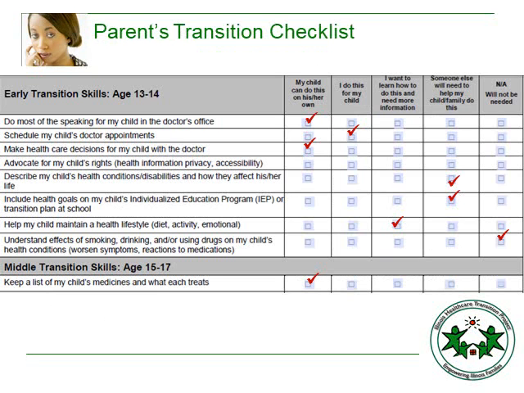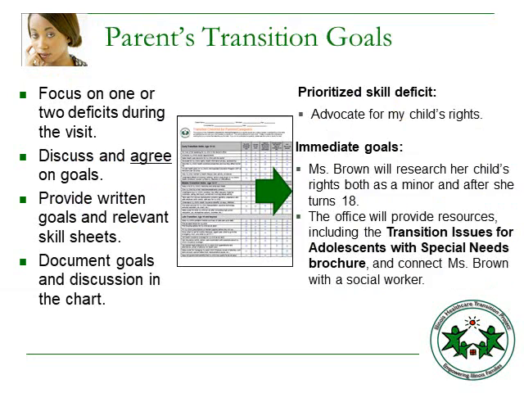Here is an excerpt from Ms. Brown's completed parents' transition checklist. Even for parents and caregivers, be sure to review answers to ensure that they understood the question. Similar to the goal-setting process for patients, the pediatrician will focus on 1 or 2 skill deficits with the parent, discuss and agree on goals, provide a written copy of the goals to take home along with relevant skill sheets, and document the goals and discussion in the patient's chart.